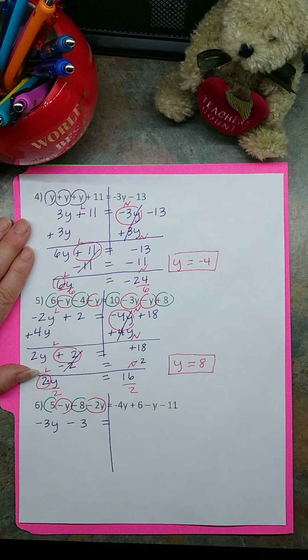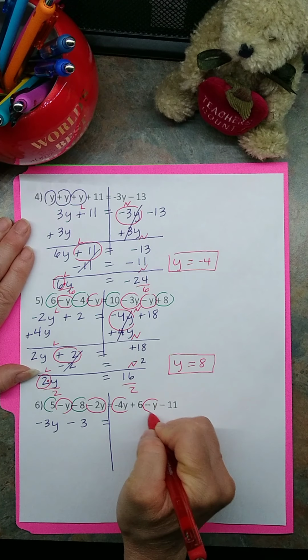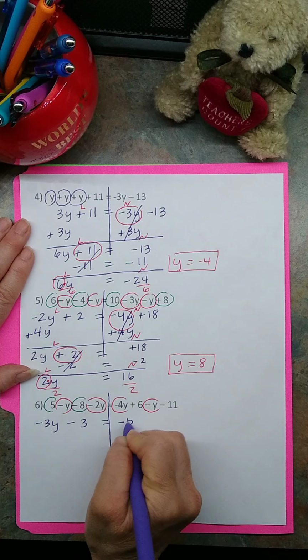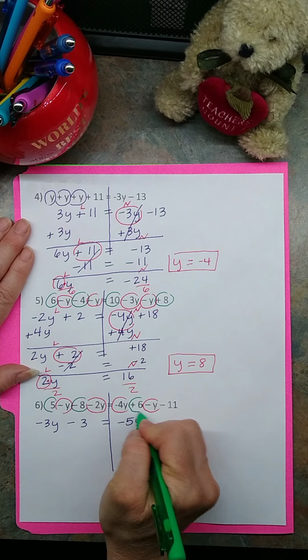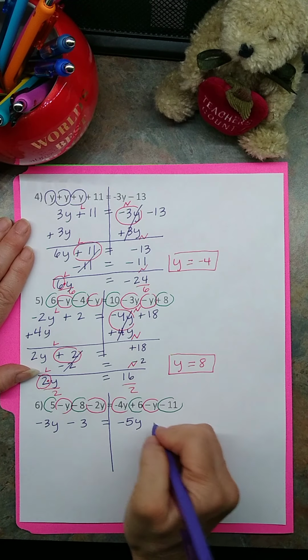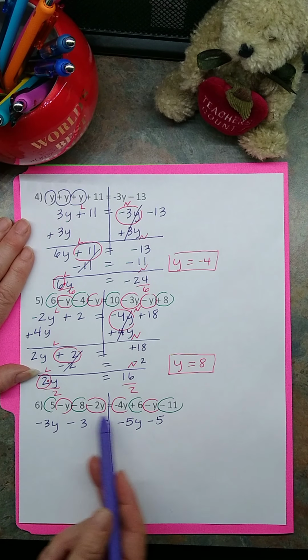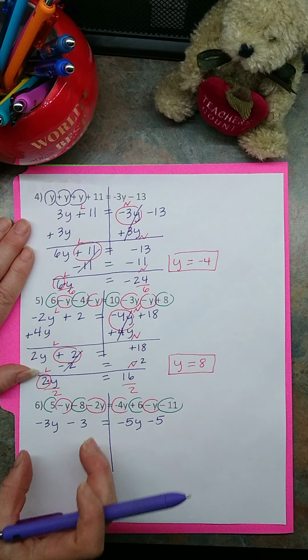Now simplify the right. -4y and a -y gives you a -5y. Now collect the numbers. 6 and a -11 gives you a -5. Notice you do not collect like terms across the whole thing. Just collect like terms on the right and the left.